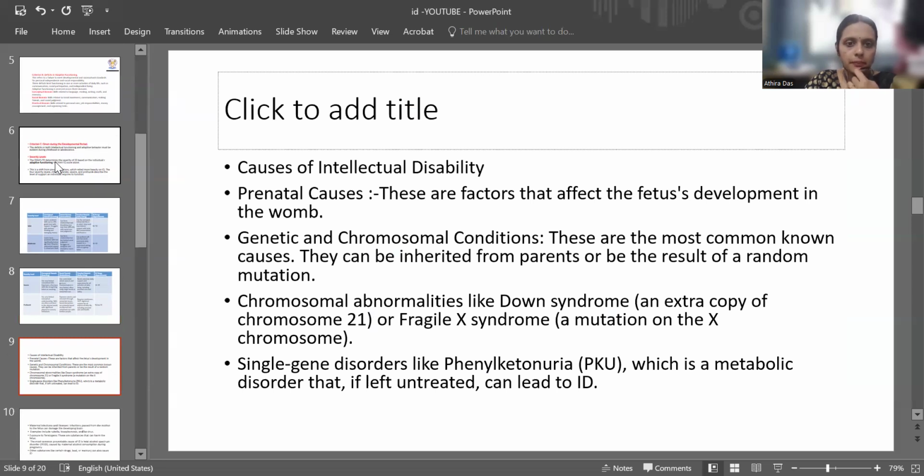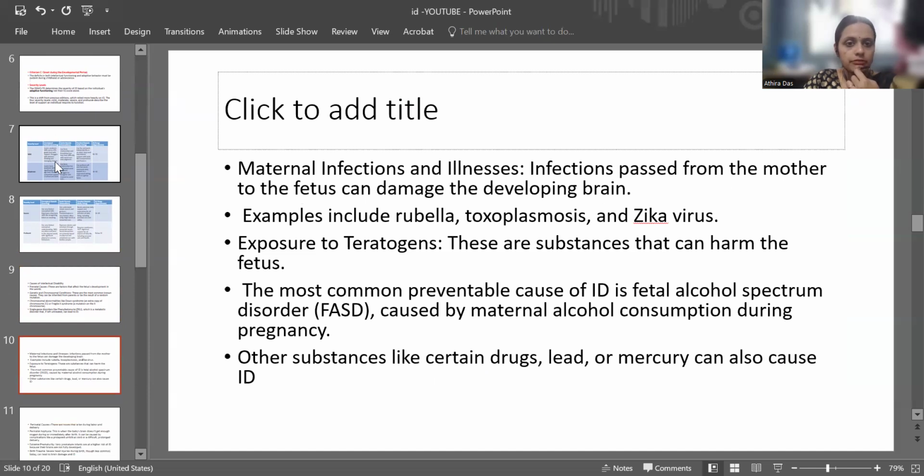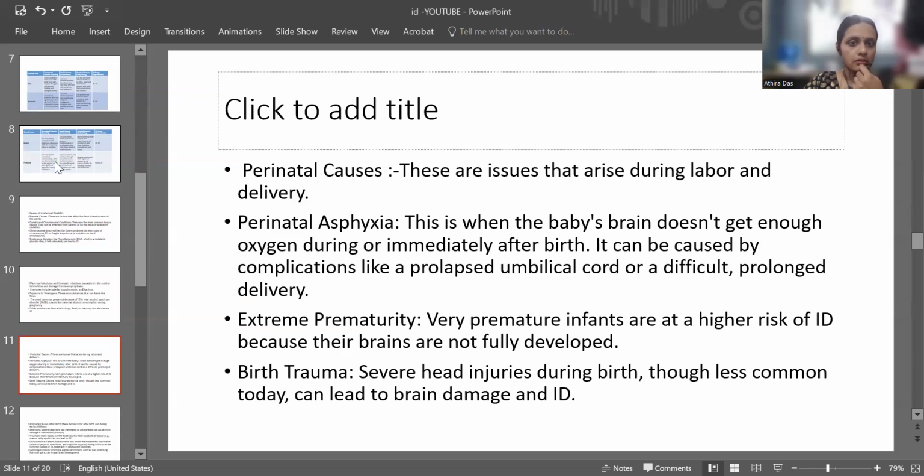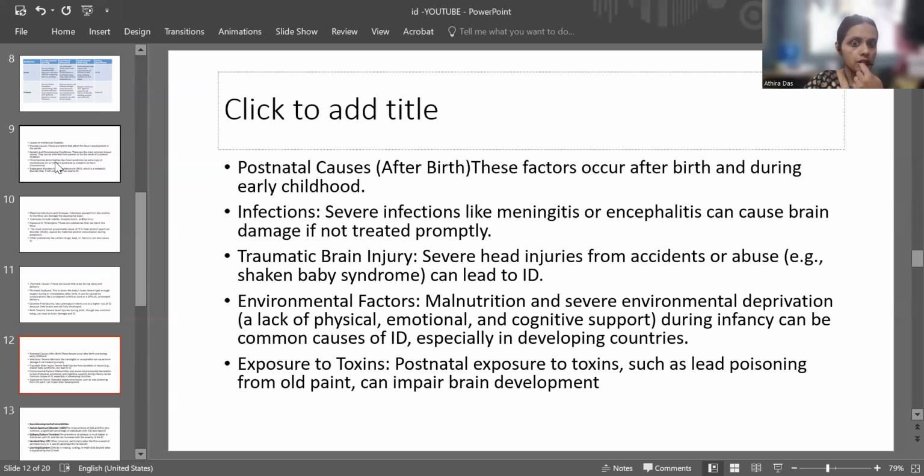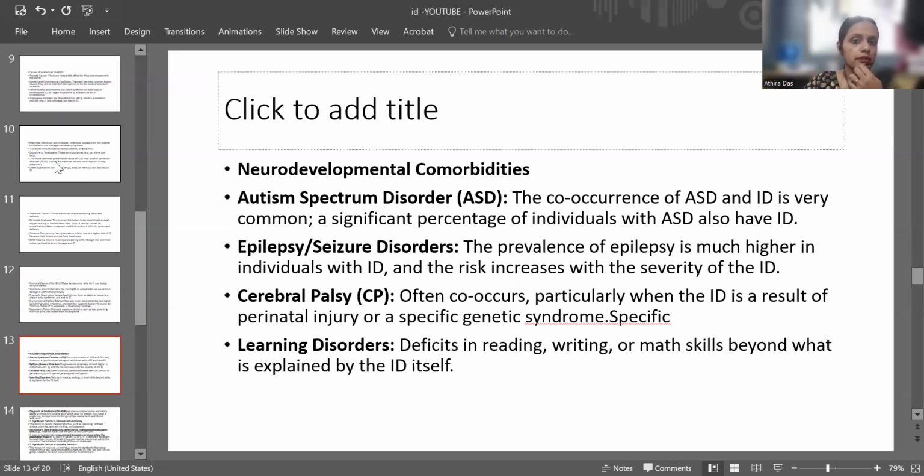Some of the causes of intellectual disability are prenatal causes that include genetic or chromosomal conditions, chromosomal abnormalities, single gene disorders, and maternal infections and illnesses, which include rubella and Zika virus, and exposure to teratogens like alcohol, which leads to fetal alcohol syndrome, FASD, and other substances like lead and mercury. Perinatal causes include issues that happen during delivery and labor, which are perinatal asphyxia, extreme prematurity, or birth traumas. Postnatal causes include infection, traumatic brain injury, environmental factors like malnutrition or severe environmental deprivation, and exposure to toxins. Neurodevelopmental conditions comorbid with intellectual disability are ASD, epilepsy, CP, and learning disorders.